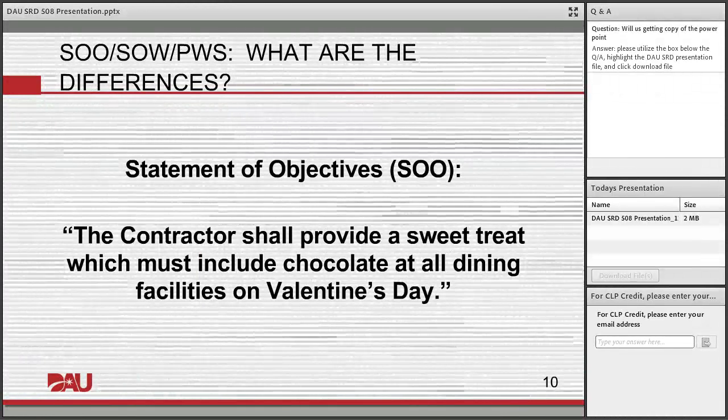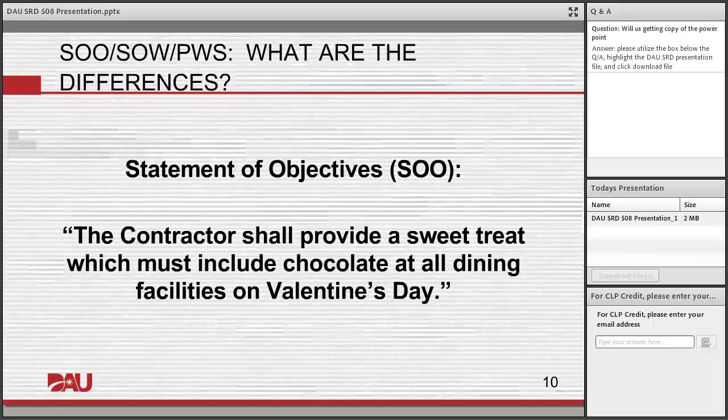So what are the differences? And this is a little exercise we're going to work through. If each of you have a pen and paper in front of you, I want you to pretend that you're the contractor and you are going to give me your innovative response to this question. The contractor shall provide a sweet treat which must include chocolate at all dining facilities on Valentine's Day. Take just a few seconds and write down what chocolate dessert you are going to provide in the dining facility.